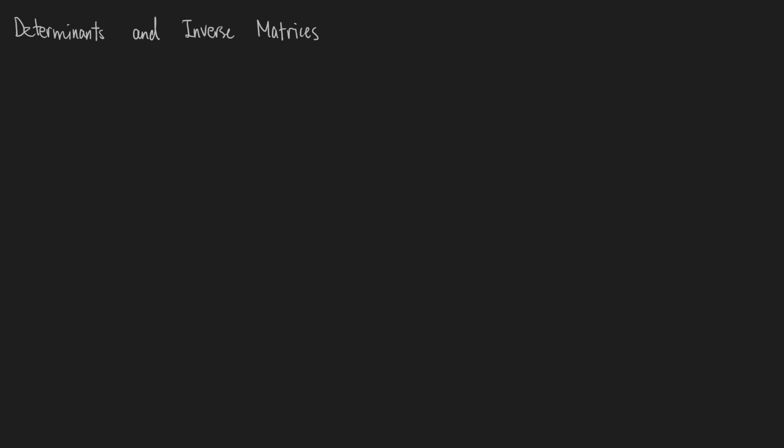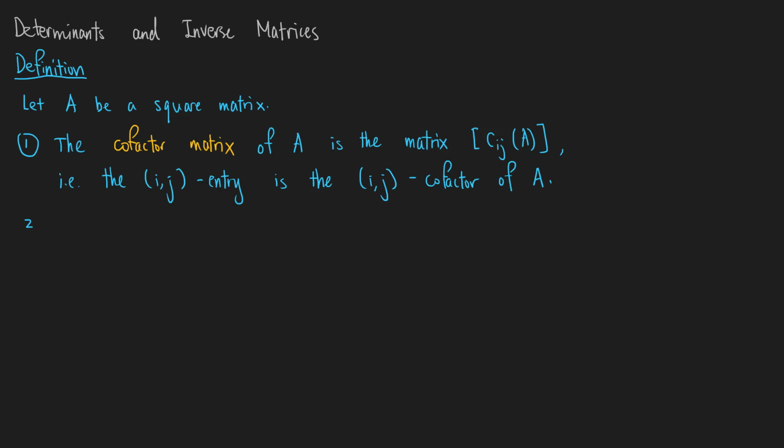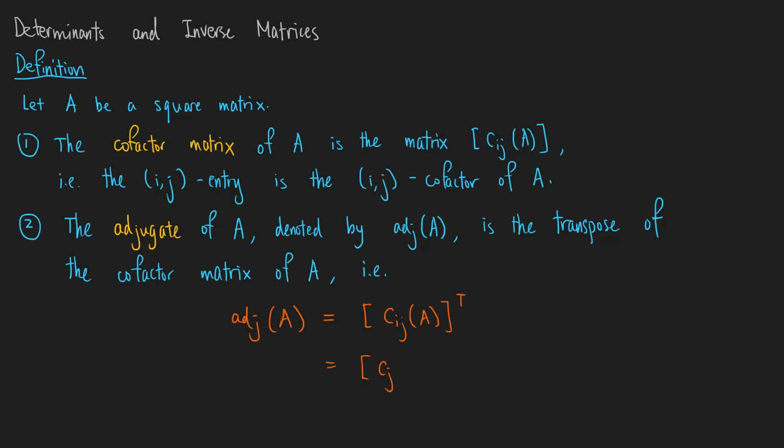We try to draw the relationship between determinants and inverse matrices in this video. First, let's give some definitions. Let A be a square matrix. The cofactor matrix of A is the matrix with the ij entry as the ij cofactor of A. The adjugate of A, denoted by Adj[A], is the transpose of the cofactor matrix of A. In other words, the ij entry of the adjugate of A is the ji cofactor of A.